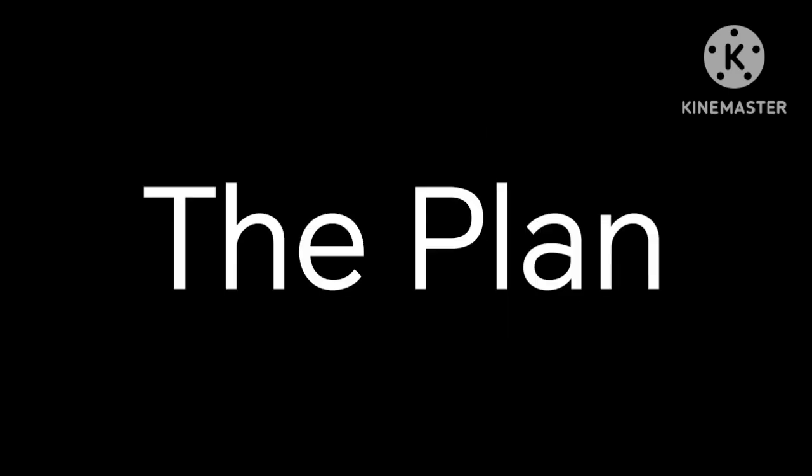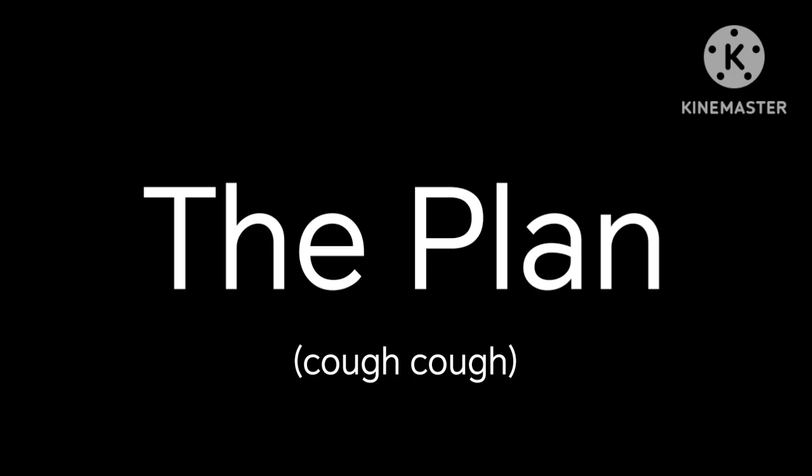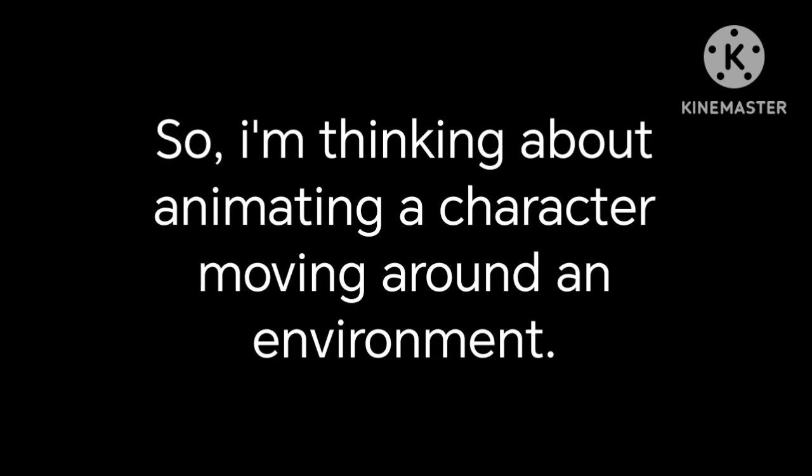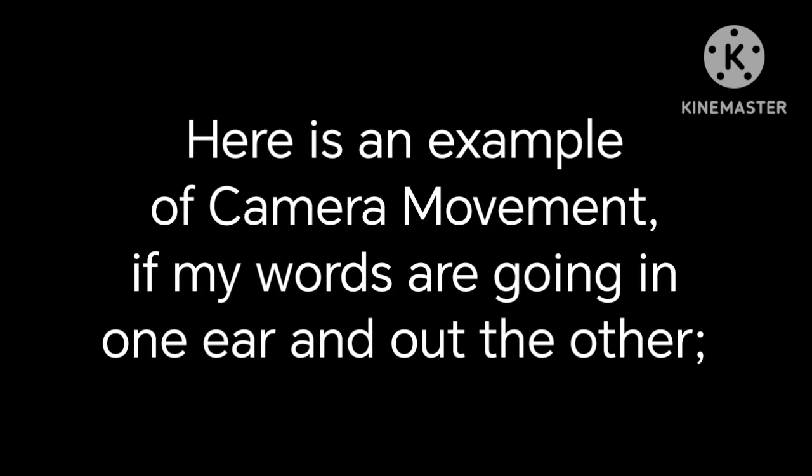The plan. Definitely no dramatic effects. So, I'm thinking about animating a character moving around an environment. In FlipperClip, there will be no camera movement at all. But when I put the animation into KineMaster, I can just use pan and zoom, which is basically camera movement manually. Here is an example of camera movement if my words are going in one ear and out the other.